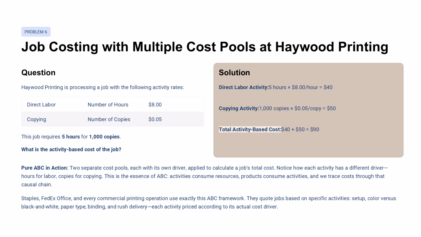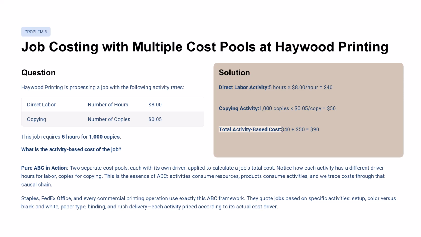Notice how each activity has a different driver: hours for labor, copies for copying. This is the essence of ABC. Activities consume resources, products consume activities, and we trace costs through that causal chain. A traditional system might have just applied overhead as a percentage of direct labor, completely missing the independent behavior of copying costs. Let me paint this in student terms.